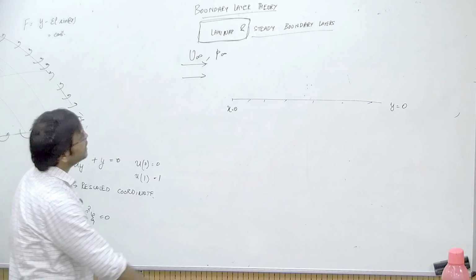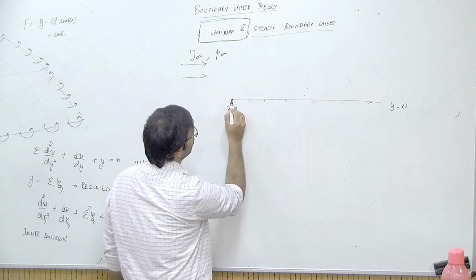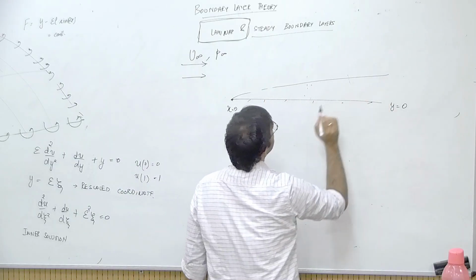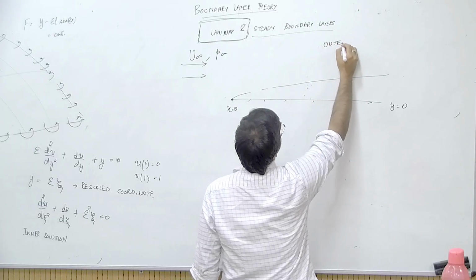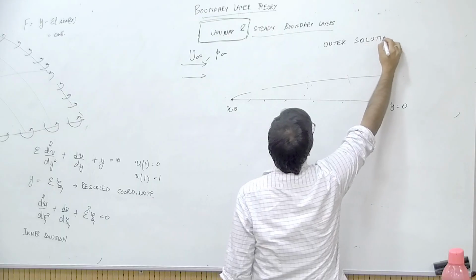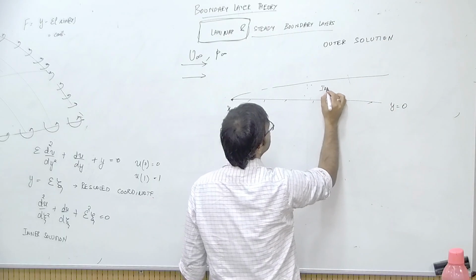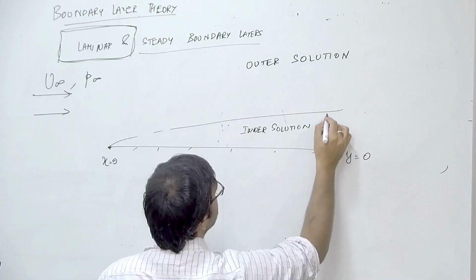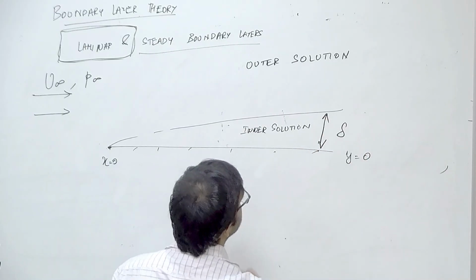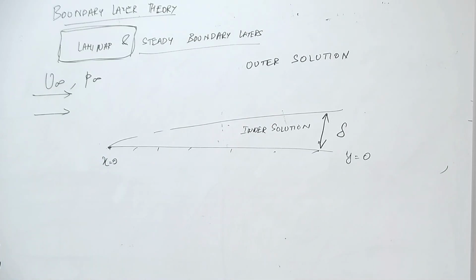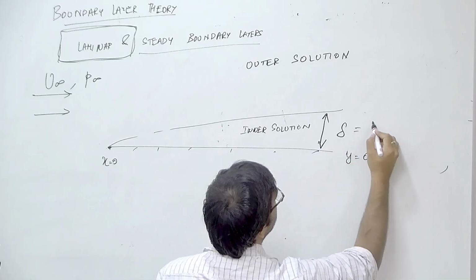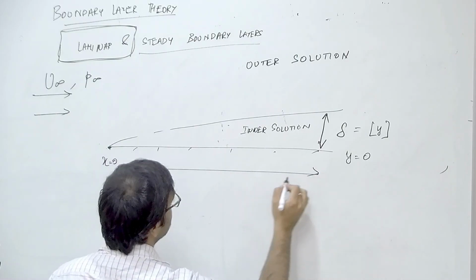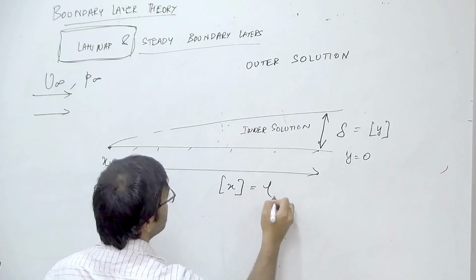What you will see is that very close to this flat plate, or this x equal to 0 point, there is a layer that develops, outside which you have an outer solution which you can approximate, and inside this there is an inner solution that is required. The characteristic thickness of this layer we will call delta. So delta is your y direction length scale, and your x direction length scale will be this, which we will call L.